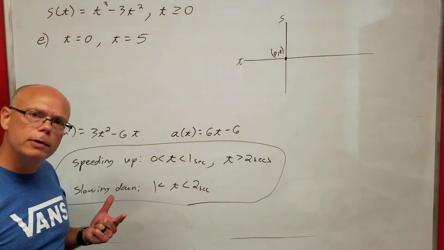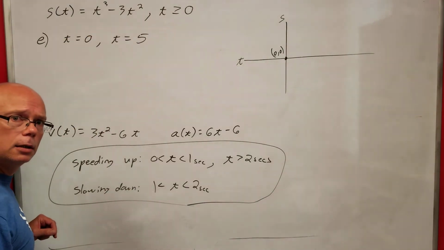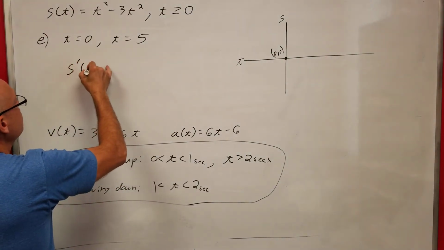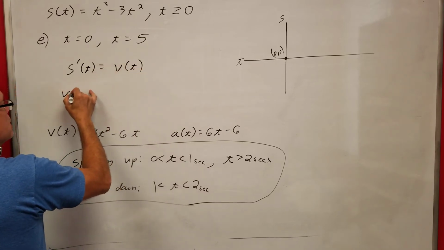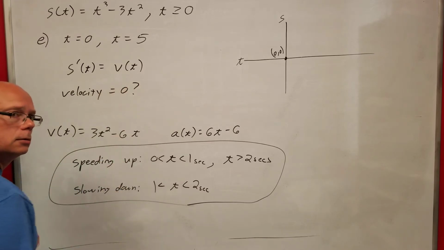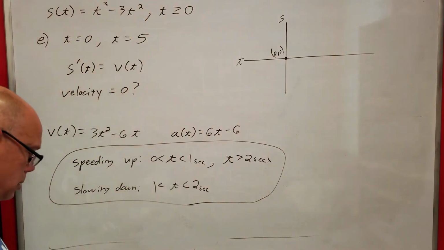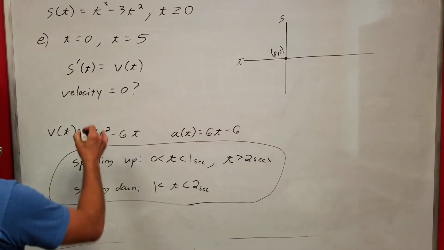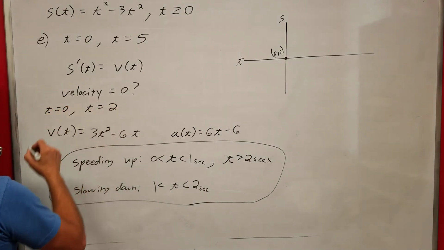Where was my derivative equal to 0? Wasn't it my velocity function, my derivative of this? S prime of t we said was v of t. Now where was velocity equal to 0? What did we say earlier? We said 0 and, I cannot remember, 2 seconds, right? So when t was equal to 2 and when t was equal to 0.